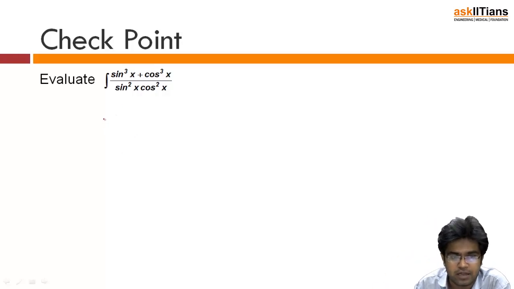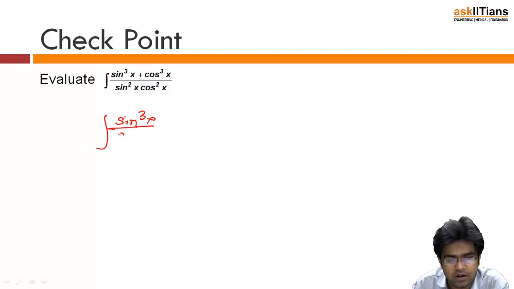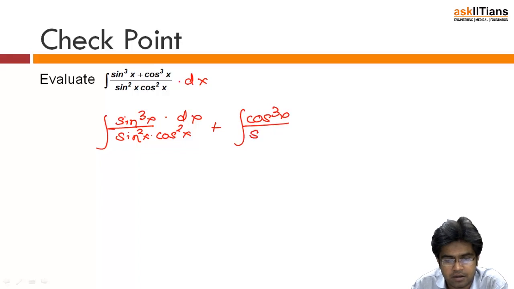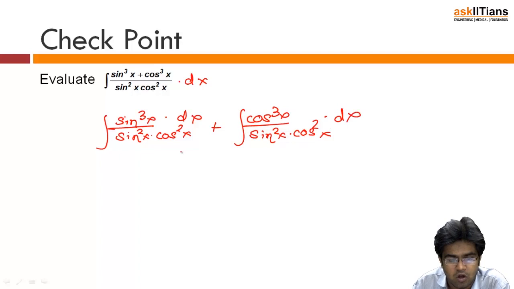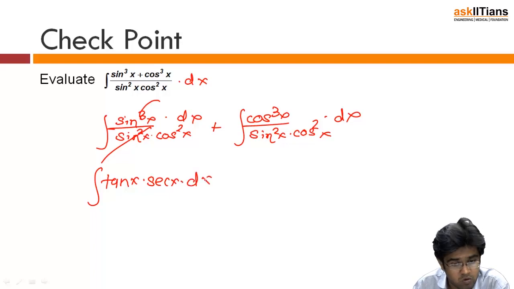Look how I can simplify this. Again, distributive property. So sin cube x divided by sin square x dot cos square x dot dx. Obviously there has to be a dx here. Plus integral of cos cube x divided by sin square x cos square x dot dx. Obviously sin square will cancel out with two of the sin cube, and there will be only sin x. So sin x upon cos x is again 1 tan x, and 1 upon cos x is sec x. Tan x into sec x, I know the integral.